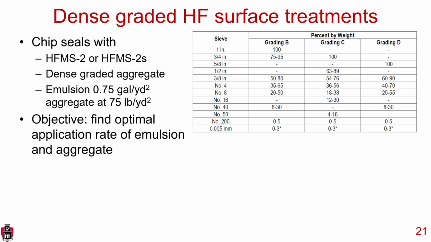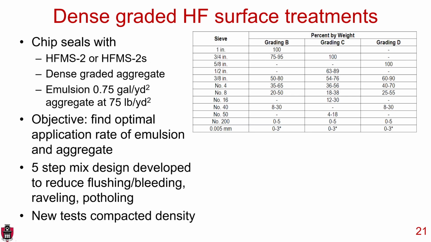And the objective of this research was to find the optimal application rate of the emulsion and the aggregate. The authors here talked about how historically this has just kind of been, you go out in the field, you play around with it, and you settle into something. Lots of just eyeing it, taking a look at how it's behaving. They wanted to design a mix design method, and so they did. They designed a 5-step mix design method that was developed to reduce flushing and bleeding, to reduce raveling, and to reduce potholing.